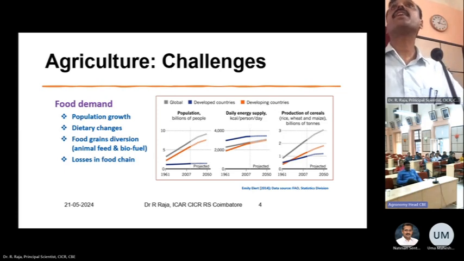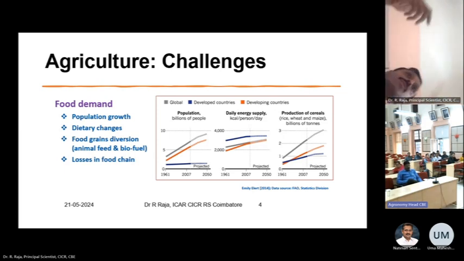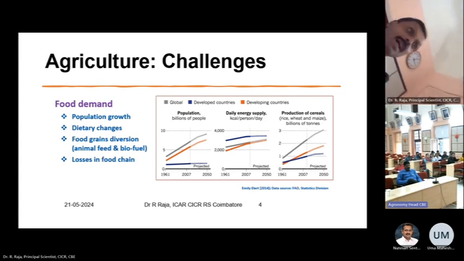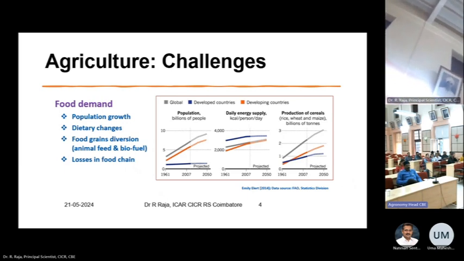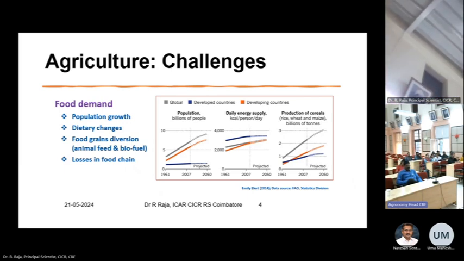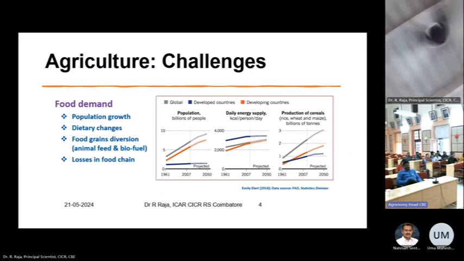To produce a kg of meat we need 3 times more resources than for vegetarian food. It's a rough estimate. So to produce more non-vegetarian items, we have to use more inputs, isn't it? Like that, food grains are also being diverted for some other purposes.